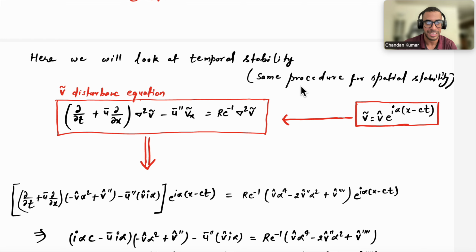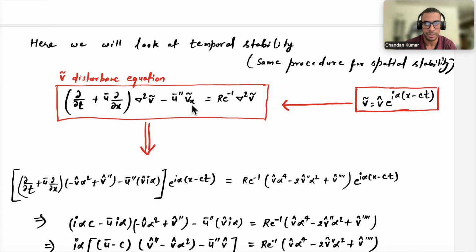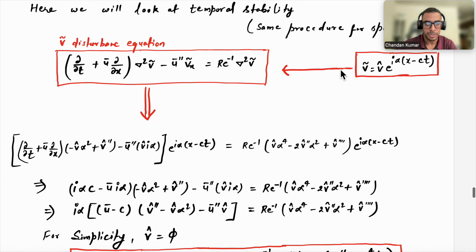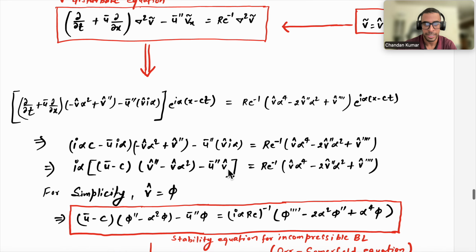eigenvalue problem that we get at the end is slightly different for the temporal and spatial. But the overall procedure for both types of stability analysis is very much the same. So we will proceed here with the temporal stability, and this waveform that we expressed the V perturbation as over here, we will substitute that waveform into the V disturbance equation that we reduced earlier. So upon substitution of this disturbance form into the V disturbance equation, we can reduce that to this form.